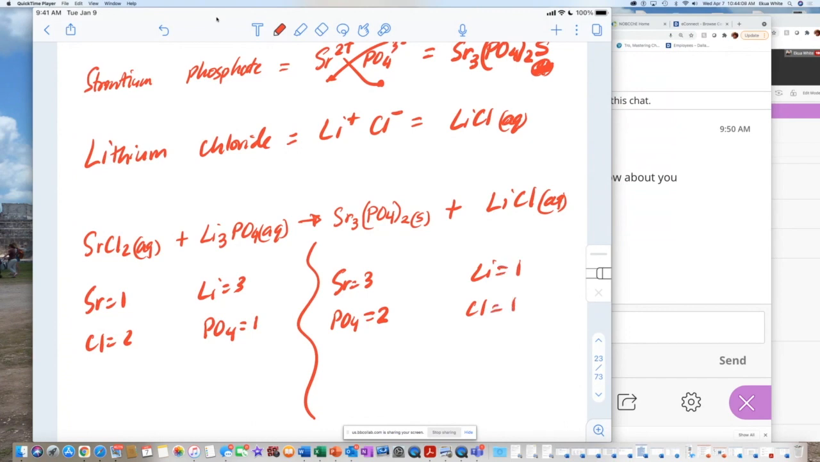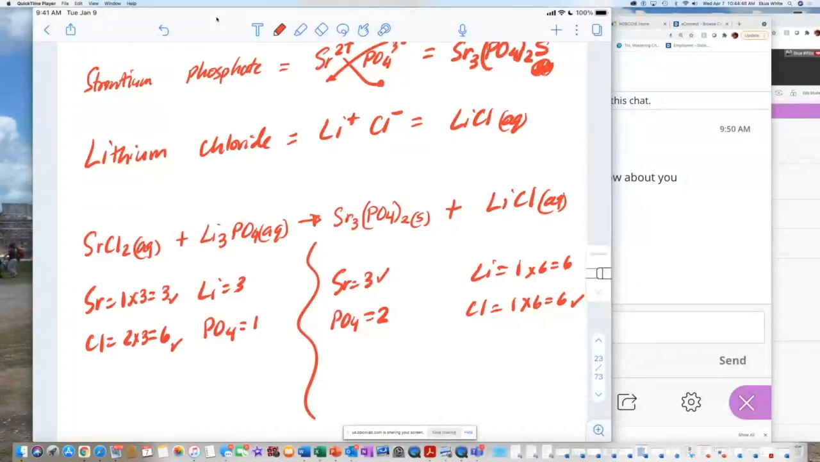Li1, Cl1, right? So when I look at this, on the left, I have one Sr. On the right, I have three Srs. If I want to make the Srs equal, I can multiply the left one by three, correct? Times three gives me three, times three gives me six. Okay, so right now it appears that the Srs are balanced. But in the process, I've changed the chlorines, and the chlorines are now six. So times six to make six chlorines, times six, same compound to make six, right? Now it appears the chlorines are balanced.